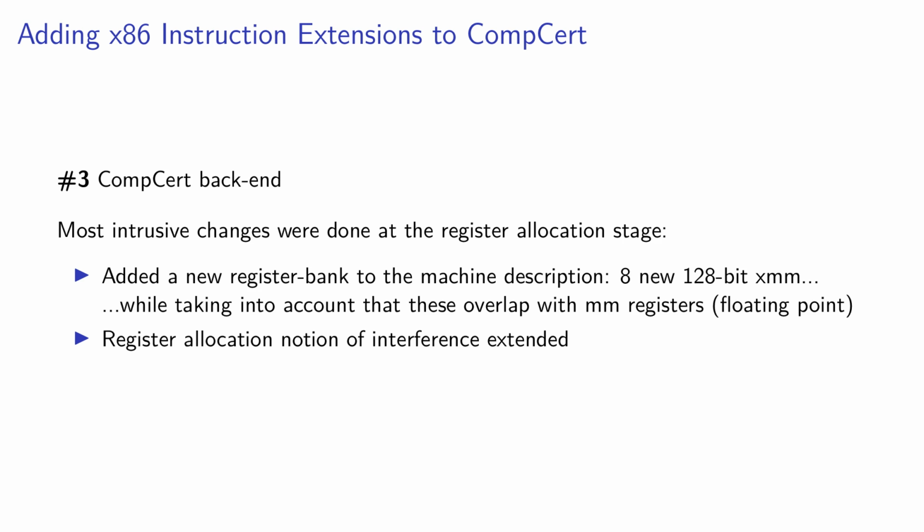And the third step was to extend the CompCert backend. More precisely, the register allocation was extended to support the new set of 8 128-bit XMM registers. We added a new register bank to the machine description, while taking into account that these new registers overlap with the registers that are already in use for the floating point operations. For this reason, the register allocation notion of interference needed to be extended.